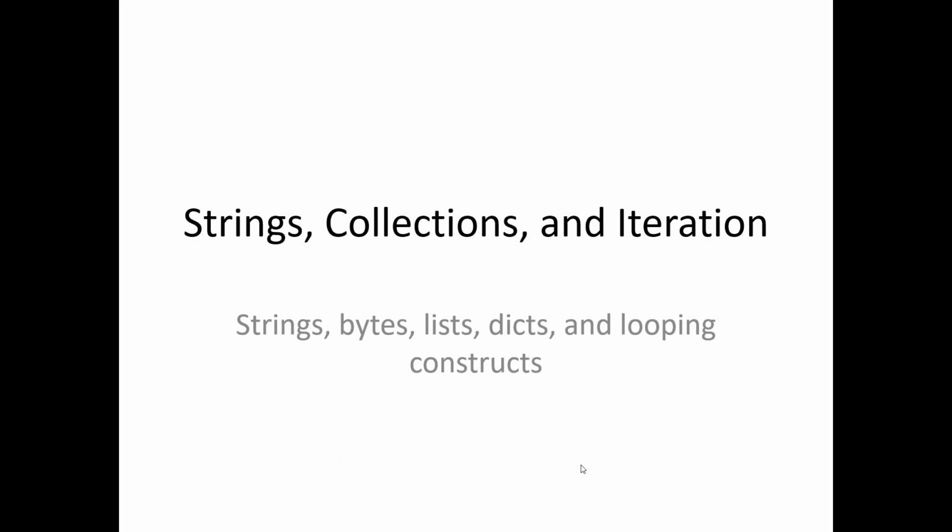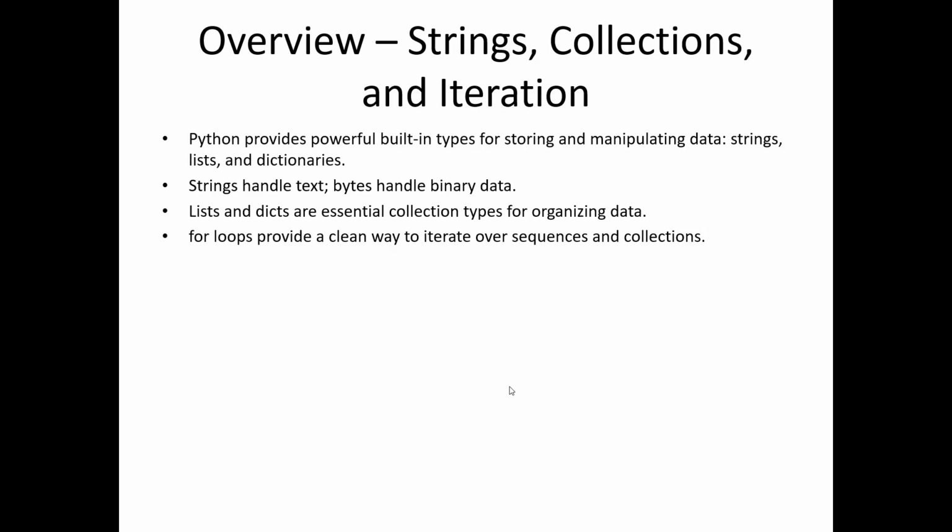Hello, let's learn about string collections and iterations. We'll explore some of Python's most commonly used data types: strings for working with text, bytes for handling raw binary data, lists for ordered mutable collections, and dictionaries for mapping keys to values. We'll also look at for loops, which are the backbone of iteration in Python.